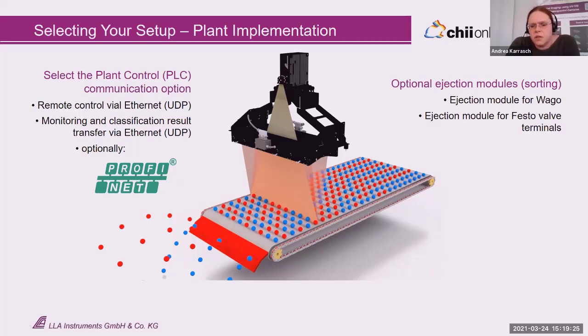And in the sorting applications, you will also need to decide if you plan to do the ejection via the plant control system or within the optical unit by sending the data, the classification result data, including an ejection decision, to an ejection module. There are ejection modules available, for example, for Festo systems or based on VAGO.